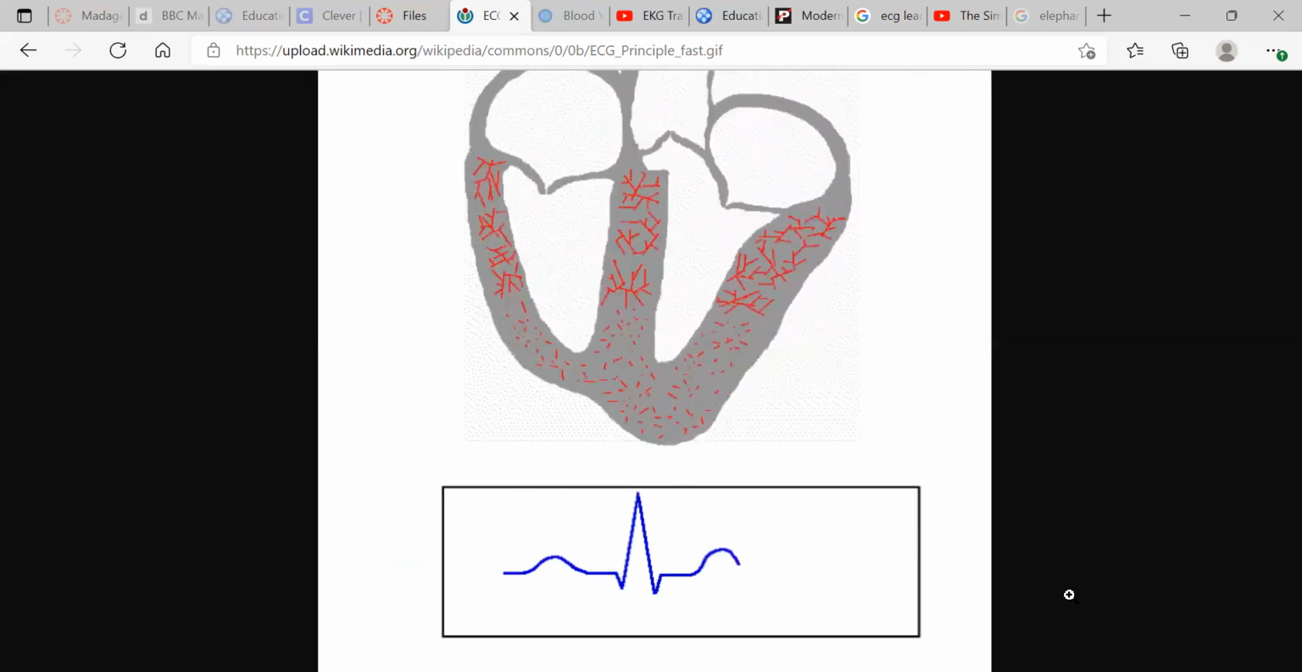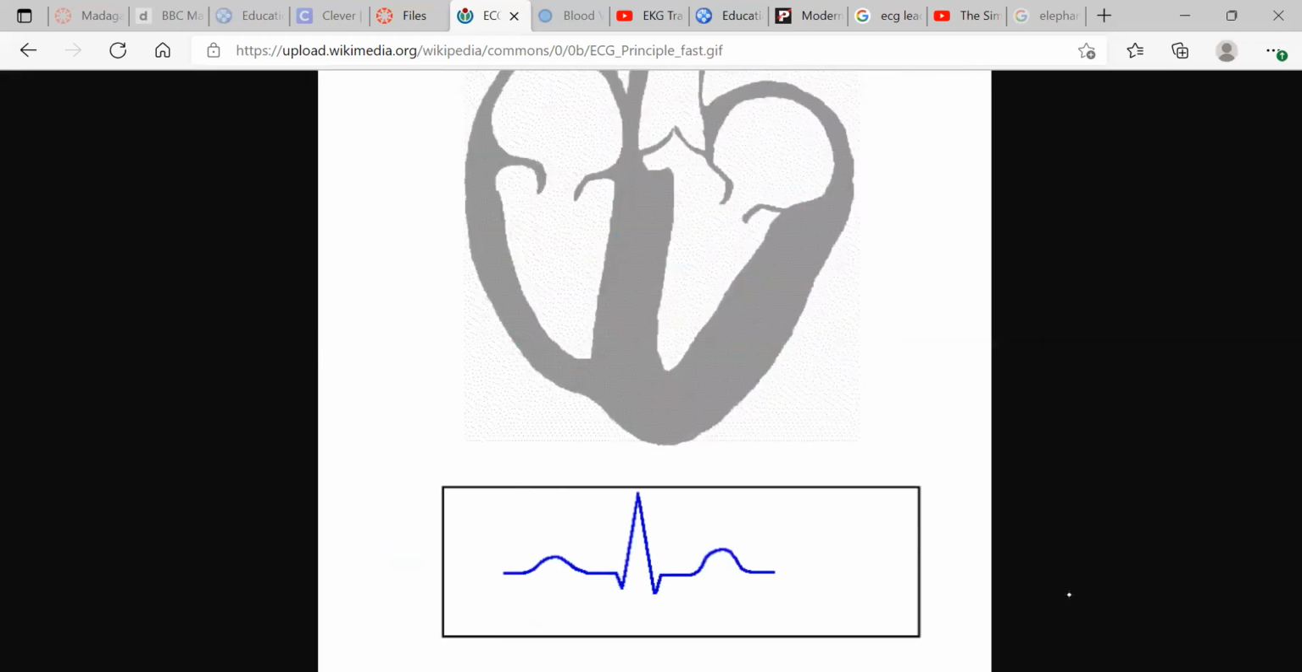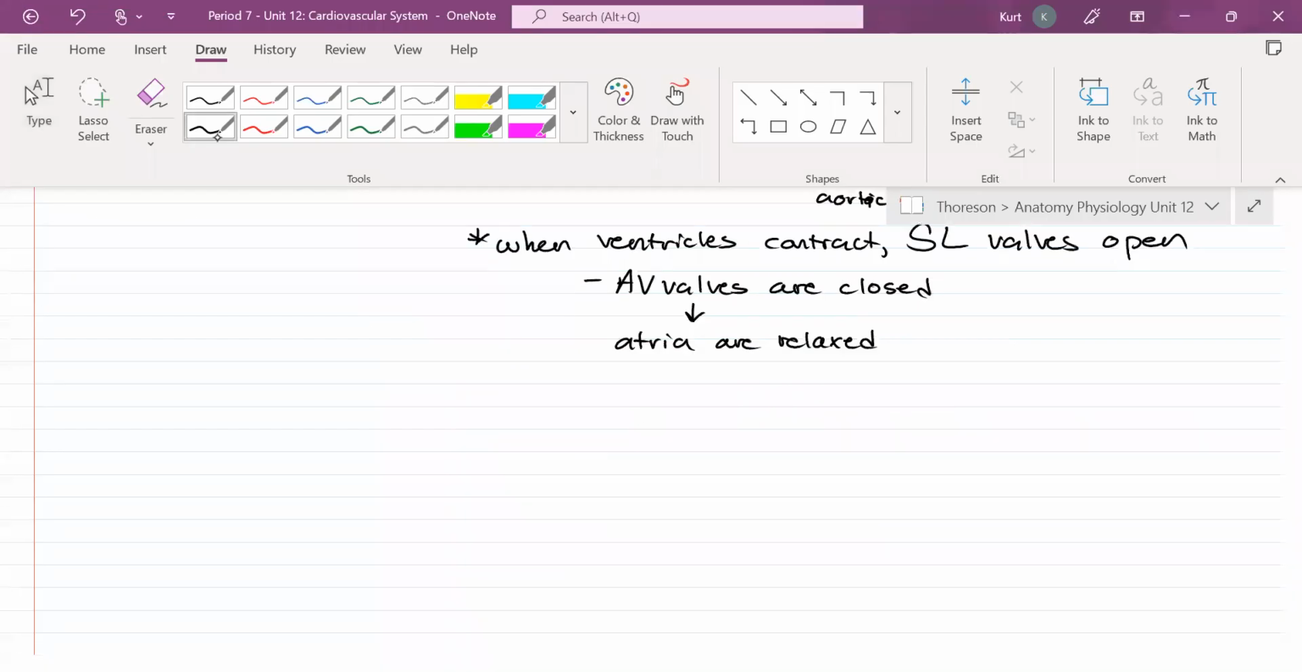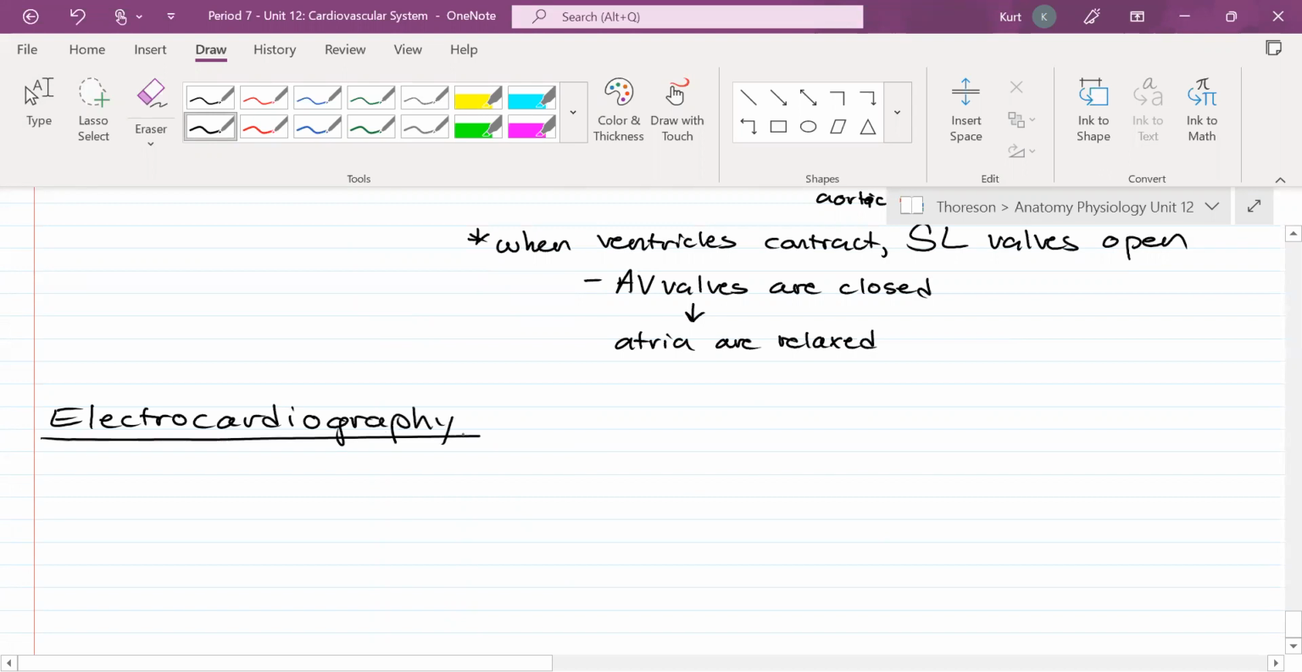So let's switch back over. I hope that video transferred well. Let's go on to the next part. And let's do electrocardiography. At the end of today's class, what I plan to do is I want to show you a video with various electrocardiographs, and I want you guys to try to diagnose what is wrong with the patient.